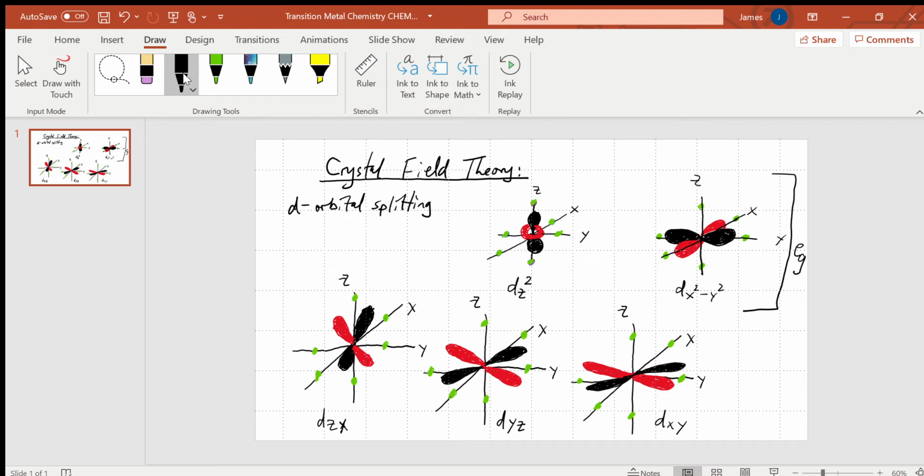And then the final 3, the dzx, the dyz, and the dxy, we're going to call those the t2g. Lowercase t and then a subscript 2g. Again, we can go into what these labels mean, but it'll just take up time. At least at the general chemistry level, we don't need to do anything more than just name them.